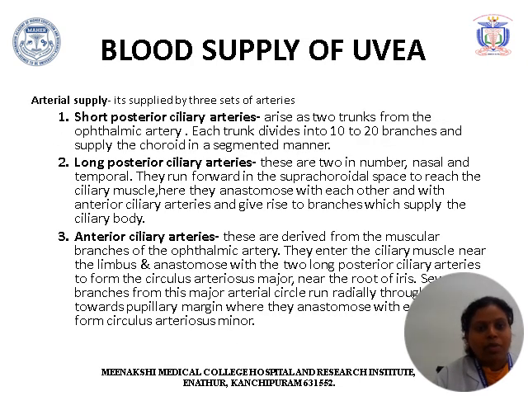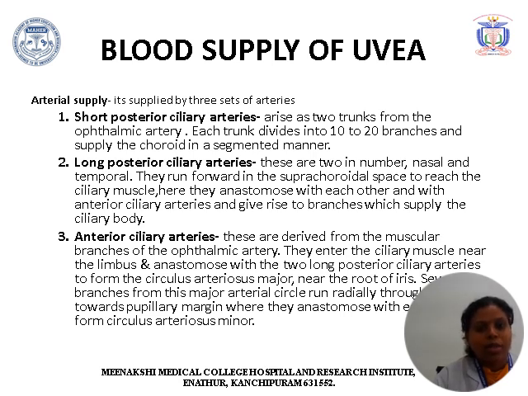Coming to the blood supply of the uvea. Arterial supply is through the short posterior ciliary artery, long posterior ciliary artery, and anterior ciliary artery. Short posterior ciliary artery arises as two trunks from the ophthalmic artery. Each trunk divides into 10 to 20 branches, and it supplies the choroid in a segmental manner.